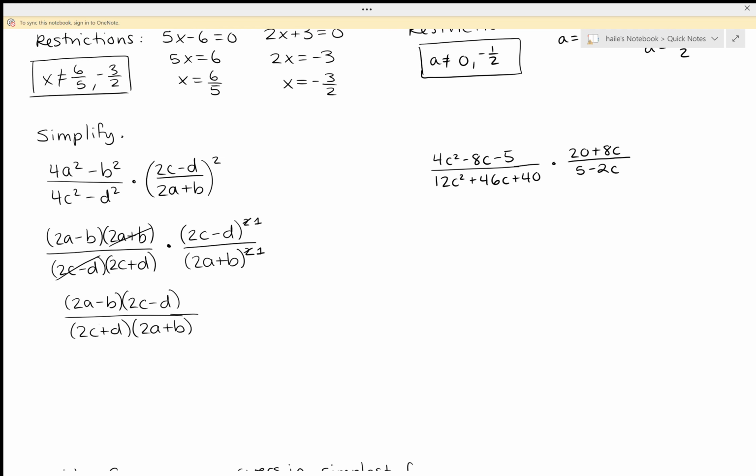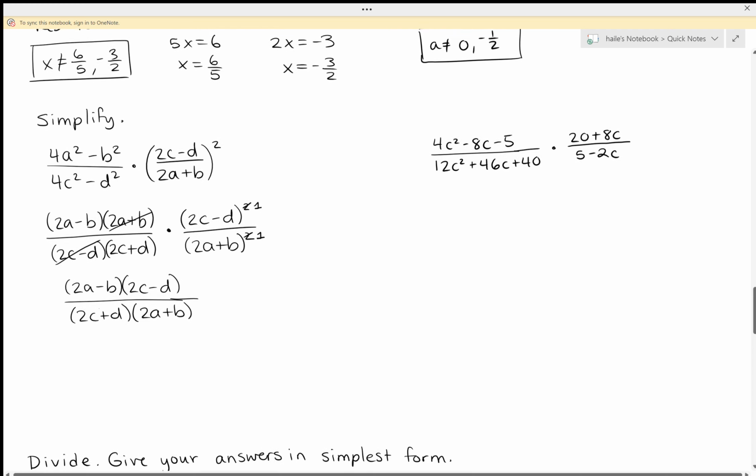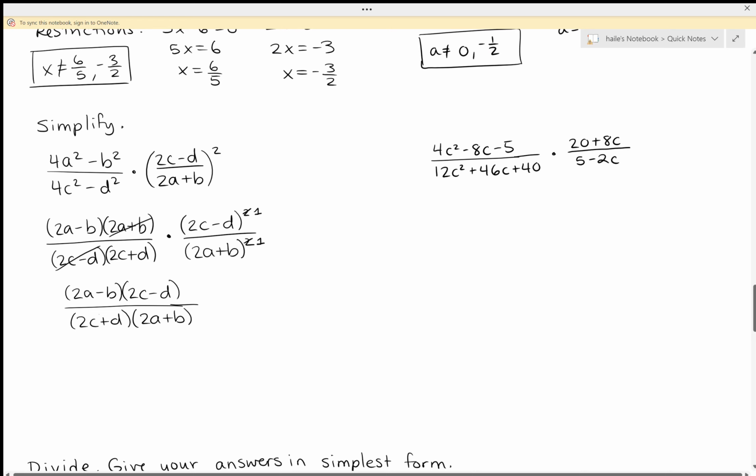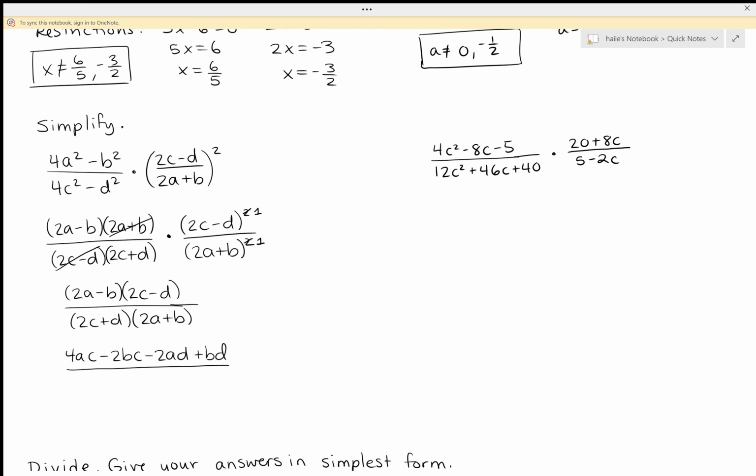And my final step is just to multiply this all out so that I have it in simplest form. So let's see what I get. I get 4ac minus 2bc minus 2ad plus bd. And on the bottom, I get 4ac plus 2ad plus 2bc plus bd. All right, so that's my simplified answer.